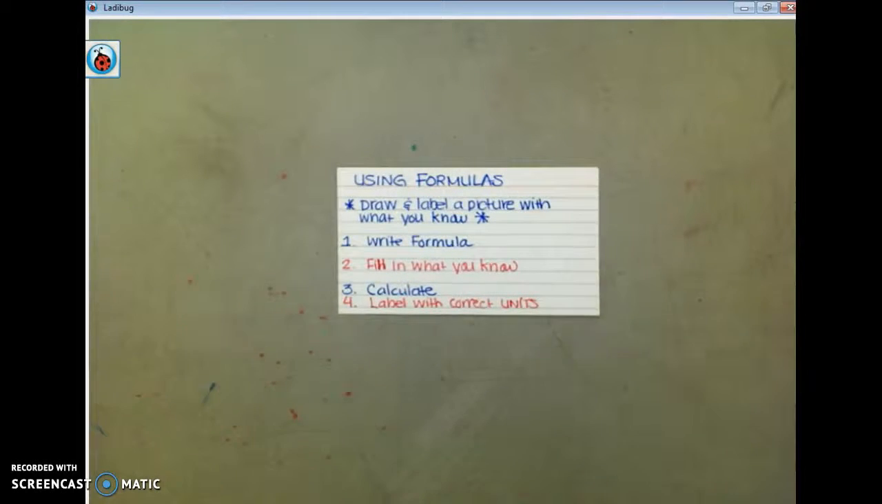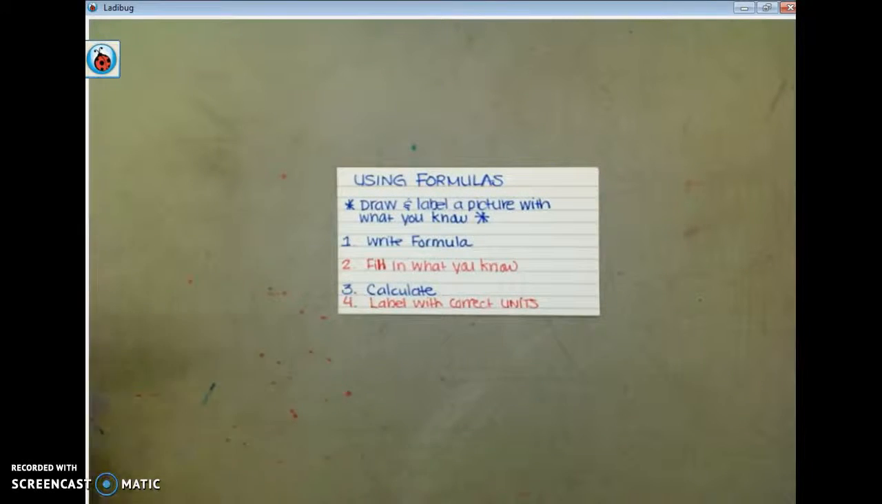In this video, we're going to talk about how we can use formulas to help us solve problems. We've been working so far with the formulas to find area and perimeter, but now we're going to take a look at using them to help us work backwards.